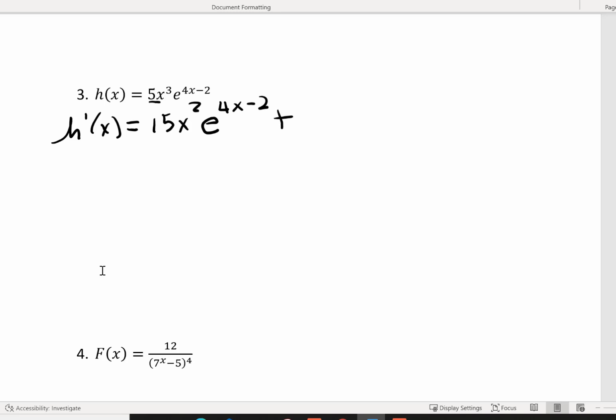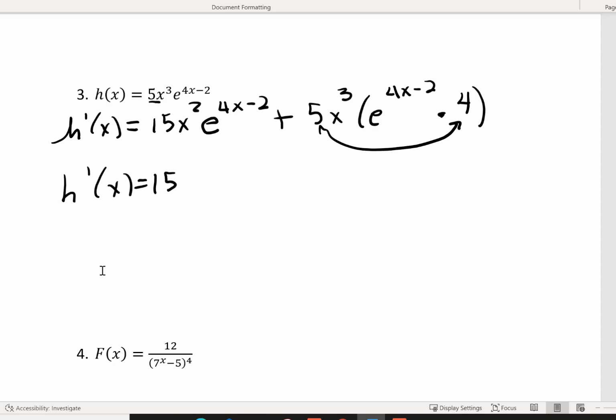So let's go back through. So I had 15x squared e to the 4x minus 2. I'll go back to 5x cubed. E to the 4x minus 2 will be e to the 4x minus 2, but this time I need the derivative of 4x minus 2, which is 4. You could put the 5 with the 4. That's about the only simplification that could happen. So that says 15x squared e to the 4x minus 2 plus 5 times 4 is 20x cubed e to the 4x minus 2.